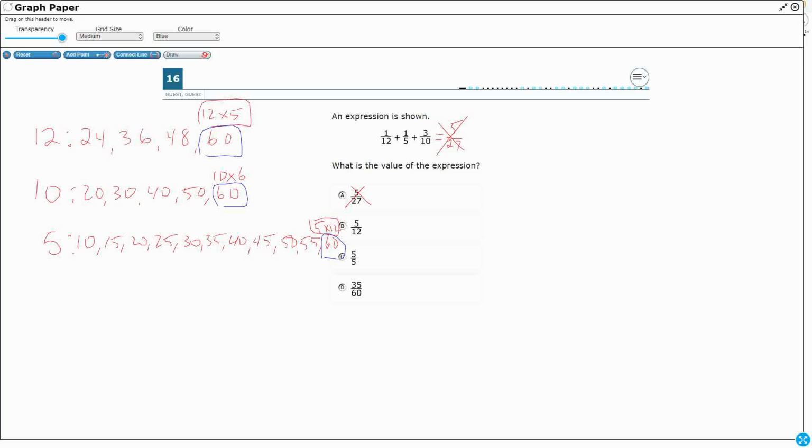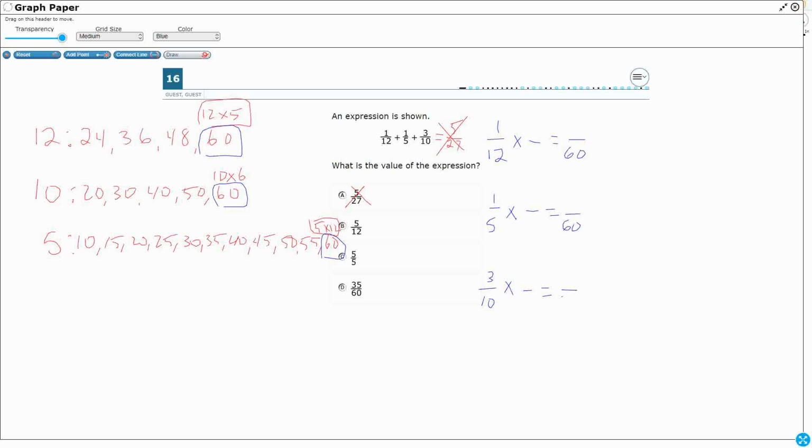So let's take a look at how do we do that? Well, I like to set it up like this. Let's set all of them up like 1/12, 1/5, 3/10. So what I want to do is I want to multiply each of these fractions by something that's equal to 1. That's how we're going to get an equivalent fraction. Because when you multiply anything by 1, it's simply itself. You're making it look different. So all of these need to turn into a denominator of 60.